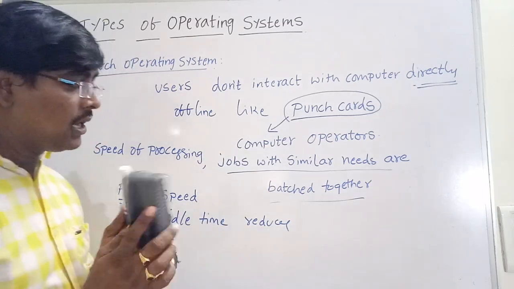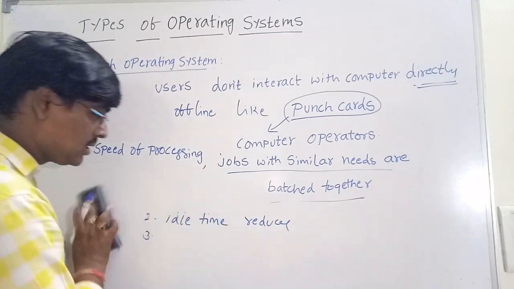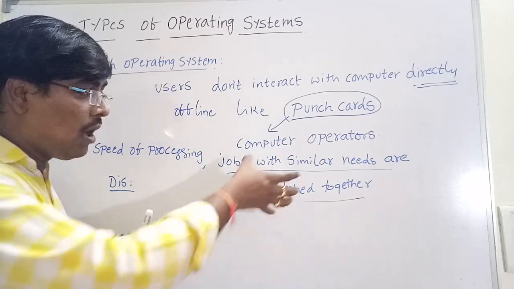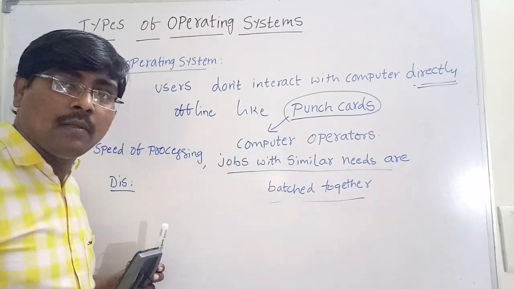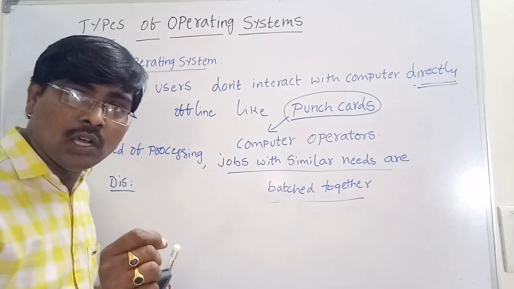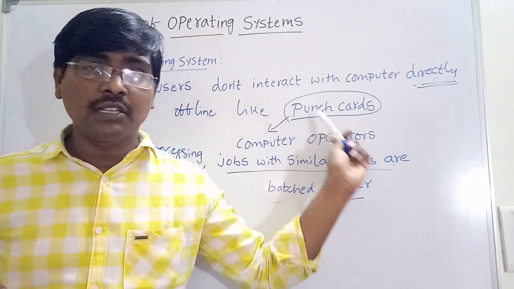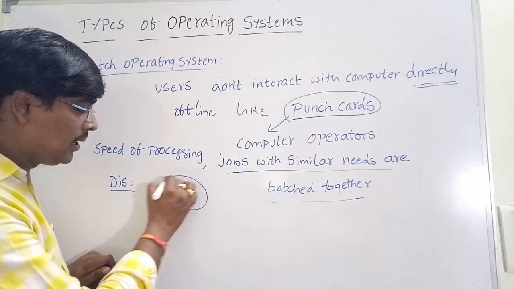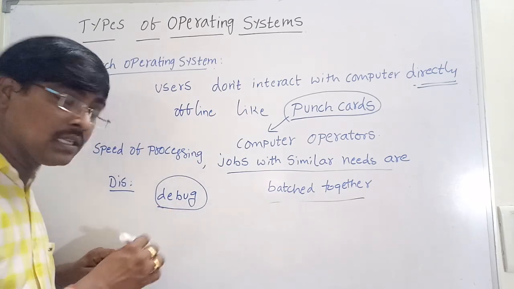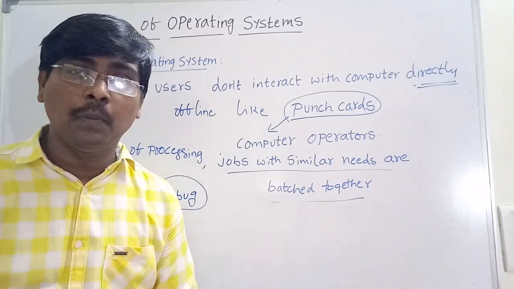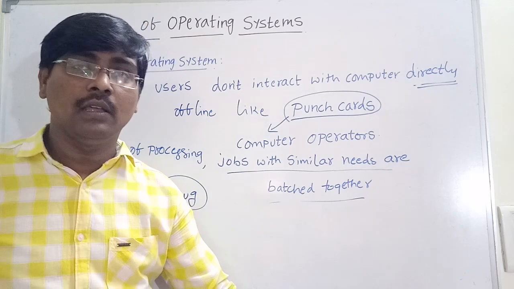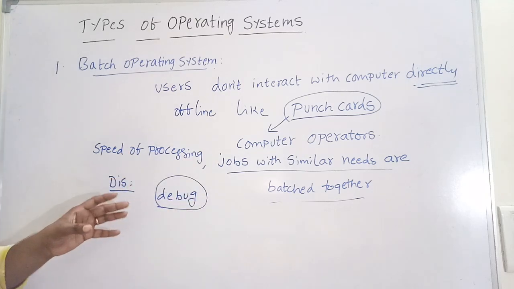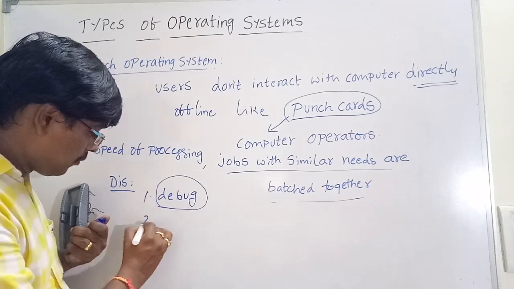Even though these are the advantages, here we have mainly disadvantages. In a batch operating system, what are the disadvantages? One simple disadvantage: all similar jobs are executed together, so if there is an error in one job, the remaining jobs have to wait. That is, debugging is difficult, and error identification is difficult. Why? Because the batch is not executed, so we have to check each and every job. At the same time, if one job fails, all other jobs have to wait and fail.